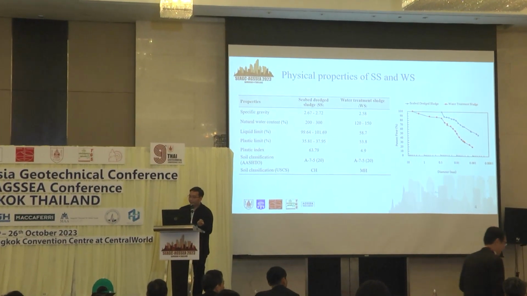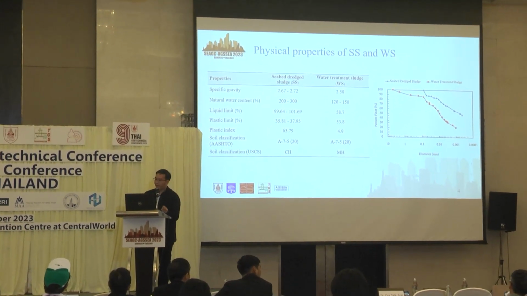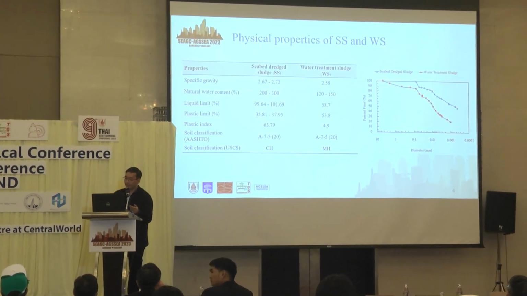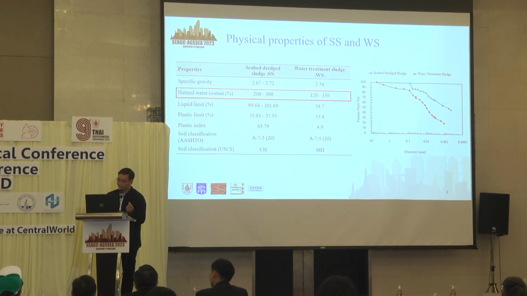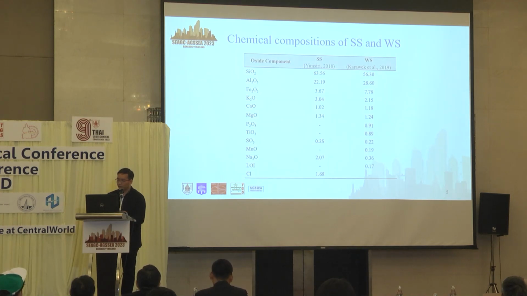After collecting this soil, we tested the physical properties of them and found that both of them are fine-grained soil, and can be classified as high plasticity clay for SS and high plasticity silt for WS. Now let's move to the chemical compositions of the soils, tested by the XRF, or X-ray fluorescence, method. We found the results from the previous study of Yimsiri in 2018 and Gravik et al. in 2019. The results show that the most abundant oxide components of both soils are silicon dioxide and aluminum trioxide.